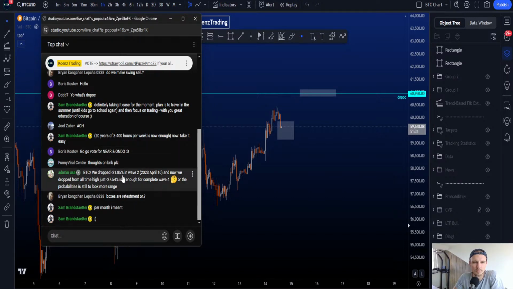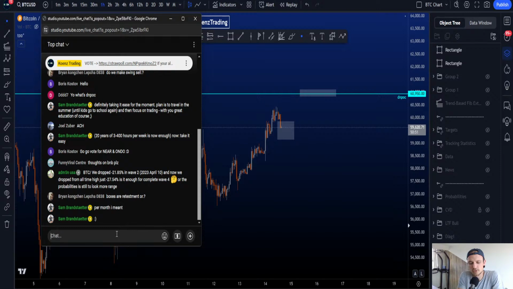We dropped minus 21% in wave 2, and now we dropped from all-time high. Is it enough to complete a wave 4, or is the probability still to look for more range? Well, I don't think a percentage drop per se is a great way to analyze whether it is a wave 2 or 4, because a wave 2 most commonly is deep, but this one was shallow, right? Deep would be the 0.5 to 0.786. So 21% was shallow, but it's not shallow because it's 21%. It's shallow because it only retraced to the 0.382 from an Elliott wave point of view.